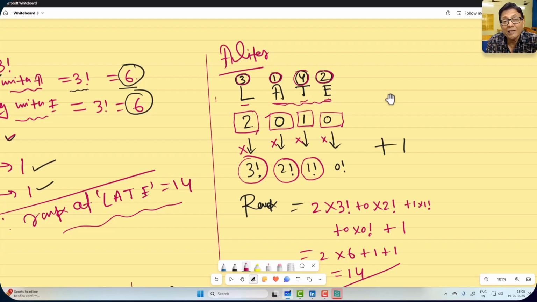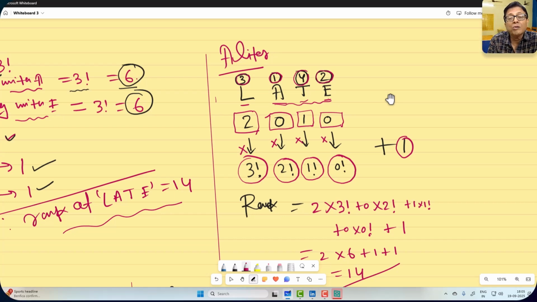On the right side of A, on the right side of T, only one letter is there, arrangement 1 factorial. On the right side of P, nothing is there, that's why 0 factorial. So all the possible cases before getting LATE you have done. You put +1 to get the rank of LATE, because LATE you have to get finally.